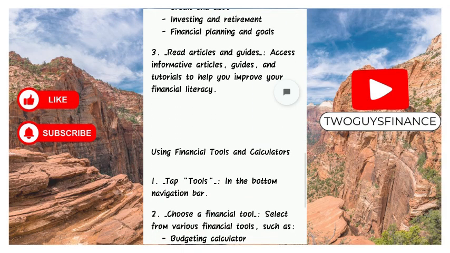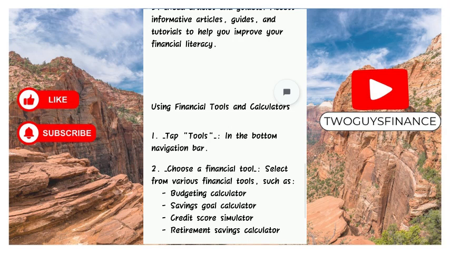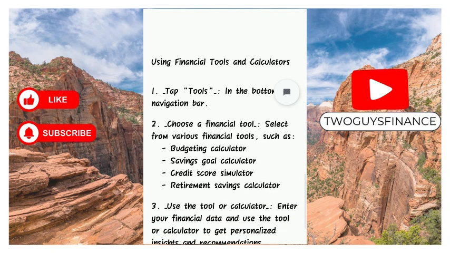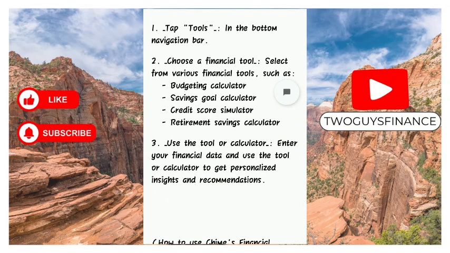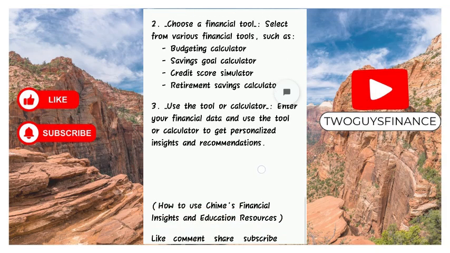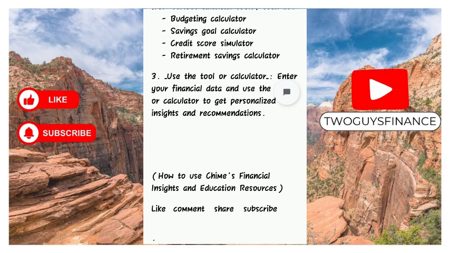Now, to use financial tools and calculators, just tap Tools in the bottom navigation bar, and then select from various financial tools such as the savings goals calculator, budgeting calculator, a credit score simulator, and there's also a retirement savings calculator. Just enter your financial data and use the tool or calculator to get personalized insights and recommendations. So yeah, that's pretty much it on how to use Chime's financial insights and education resources.